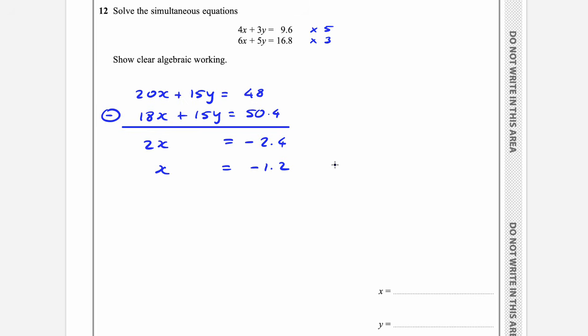Then I need to find y. I can find it by subbing it into any of the equations. Let's sub it into this one. So I get 4 times negative 1.2. This is just my first equation. Plus 3y equals 9.6. 4 times this is negative 4.8 plus 3y equals 9.6. 3y equals 9.6 plus 4.8, which is actually going to be 14.4.